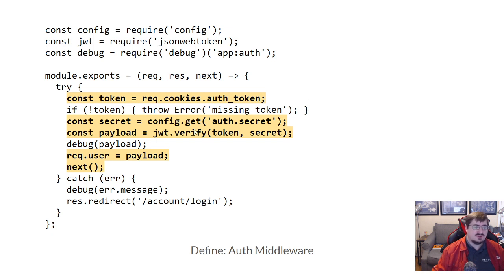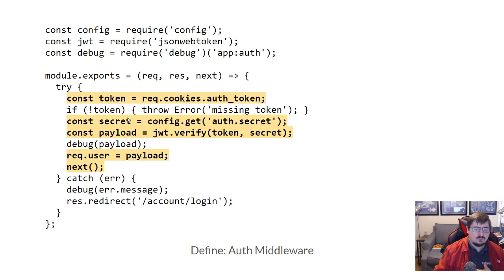Next thing, I need to grab the secret, and you can see I'm grabbing the secret from config.get, so from the configuration files, and I've got it in a key called auth.secret. So it's in a category. Remember, we created those categories like database and HTTP, etc. I created another category called auth, so I can put authentication things in there. And then the key inside of that is named secret. That's where I'm getting the value from the configuration.